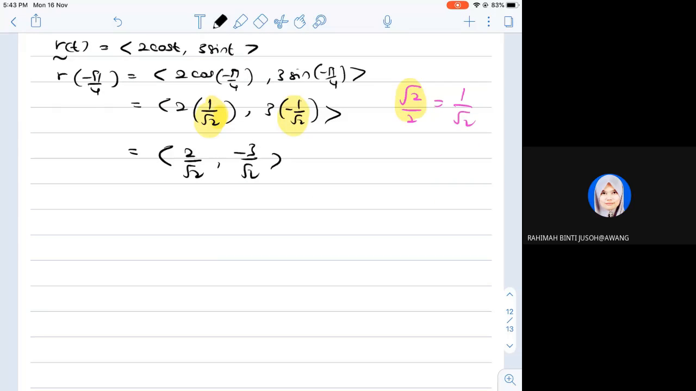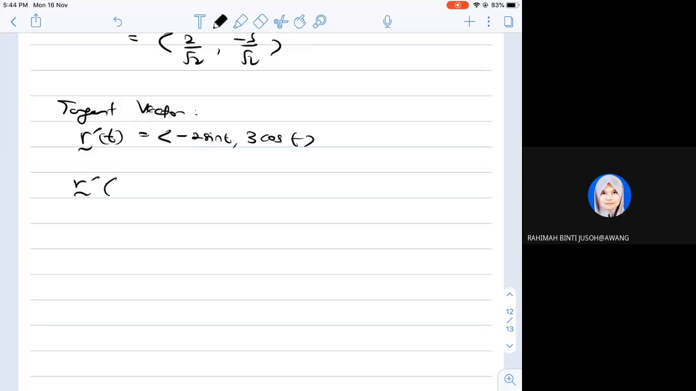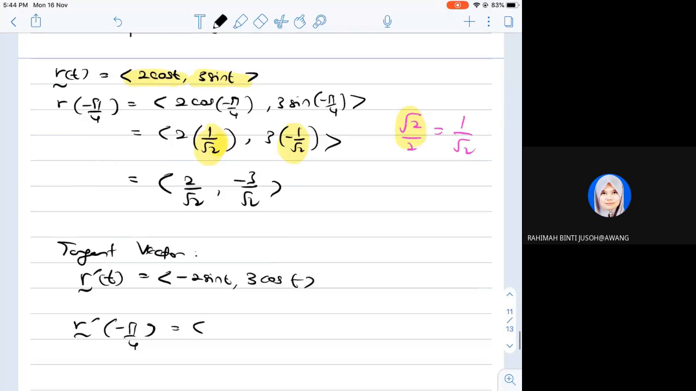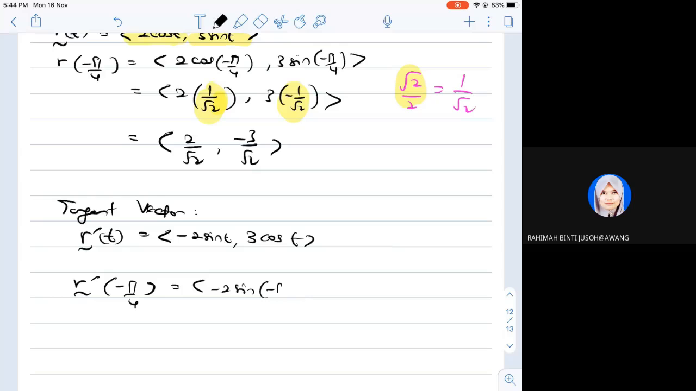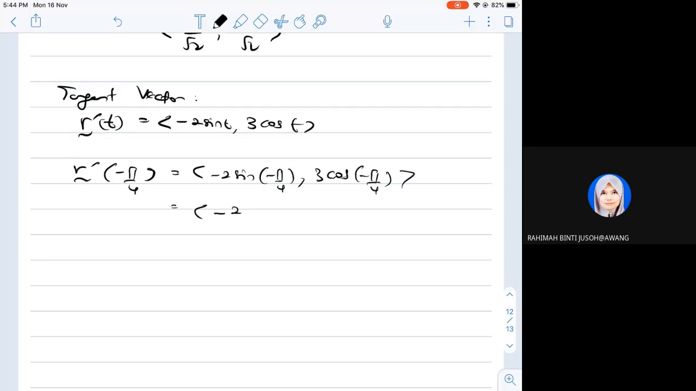So next kita kena cari apa ni? R prime. Okay, tangent vector kita adalah R prime. So tangent vector, we have to differentiate our R prime t. So differentiate 2 cos t, we will get negative 2 sin t, and differentiate 3 sin t, we will get 3 cos t. So now substitute R prime negative pi over 4 again. So we will have negative 2 sine negative pi over 4, 3 cos negative pi over 4. So we will get negative 2 over, negative becomes positive lah. So 2 over square root 2. And then here should be negative, jadi positif juga, 3 over square root 2. Okay, like this.